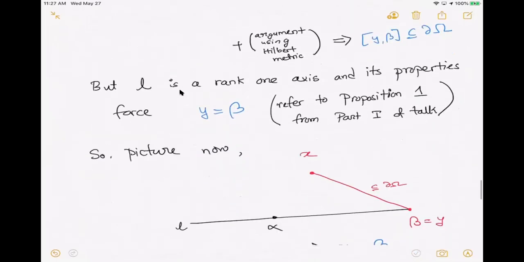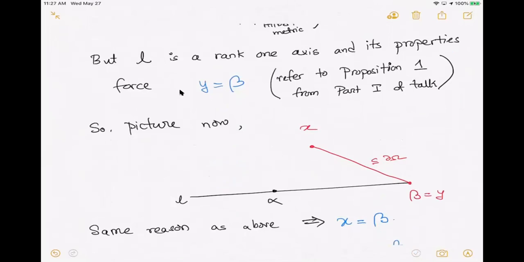Hence, we end up getting this picture now. But again, we are seeing a line segment joining beta and x in the boundary of omega. Because of the same reasoning as above, this line segment also must collapse because L is a rank 1 axis. Hence, we have x must be equal to beta.